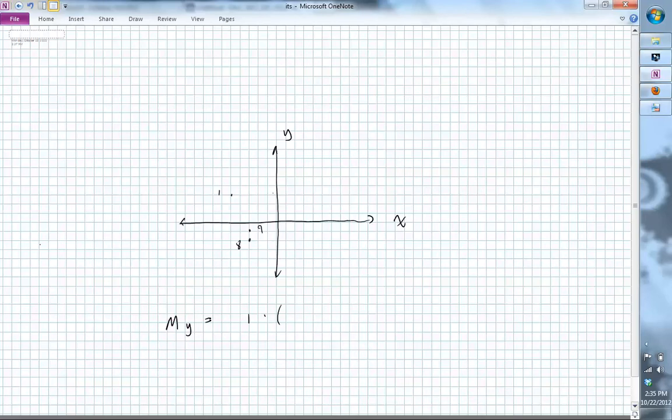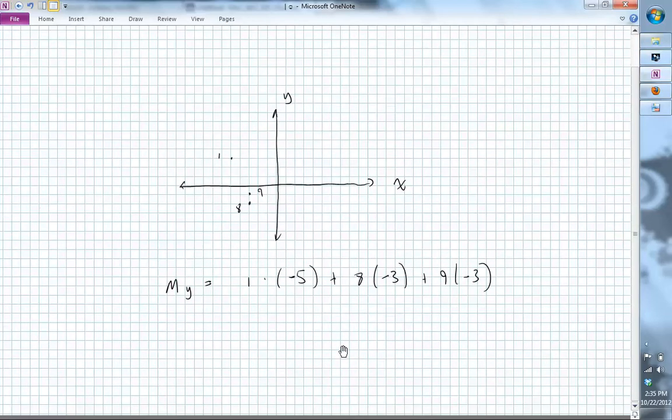And so this thing is 1 times negative 5. And then what about the others? There's an 8 times negative 3, and then there's a 9 times negative 3. And if you add all these up, what you're going to get is the net tendency for these weights to twist the y-axis. That's why I kept the negative signs in there, because that's going to tell me that it wants to twist it in a particular way.